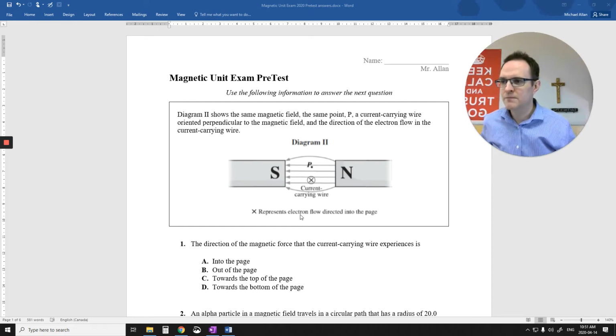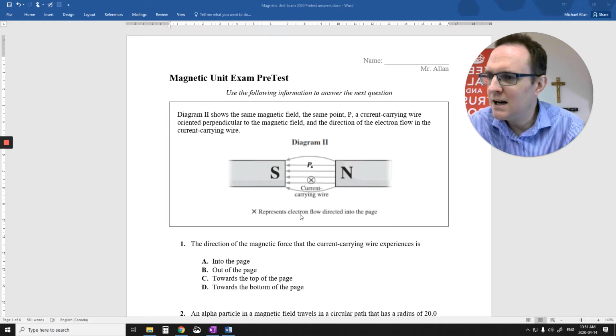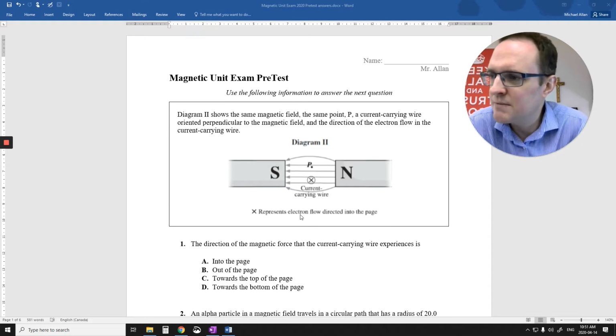So we're going to do our solutions to our magnetic unit pretest here. I'm going to try to make this a little bit faster than the last solutions to the pretest. This one's not as math heavy, it's more just hand rules than anything else. So here we got a diagram that shows the magnetic field at point P.